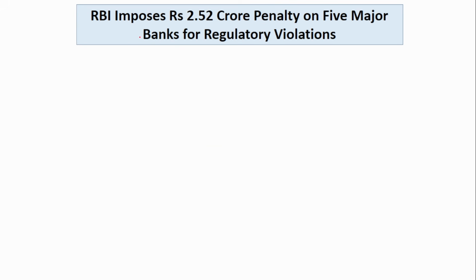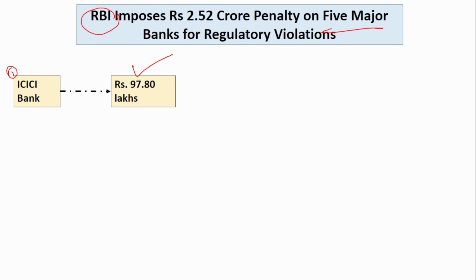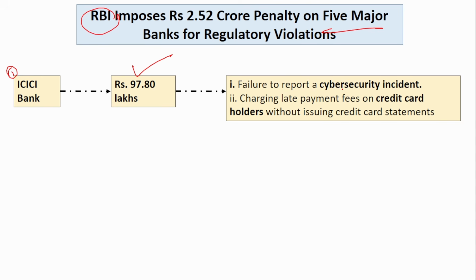Next is about the penalty that has been imposed by the Reserve Bank of India on 5 major banks. We'll cover them one by one. First is ICICI Bank. The penalty imposed is 97.8 lakhs, and the reason is failure to report a cyber security incident and also charging late payment fees on credit card holders without issuing credit card statements. You have to issue credit card statements and only then can you put the late fees.